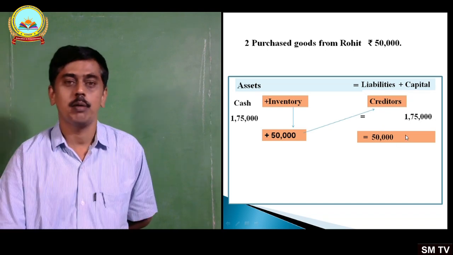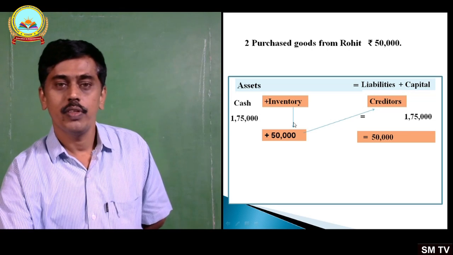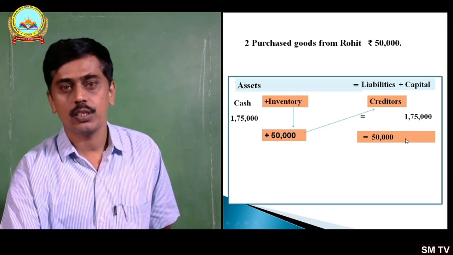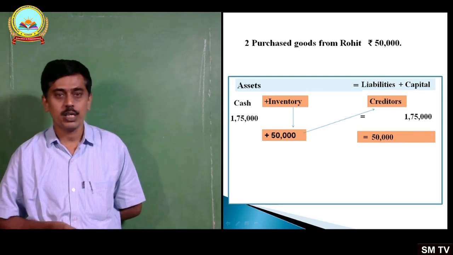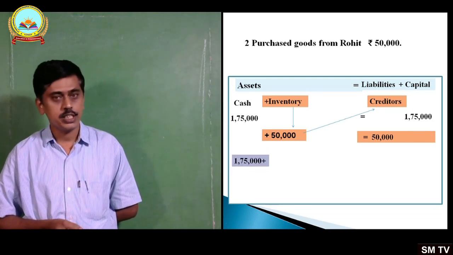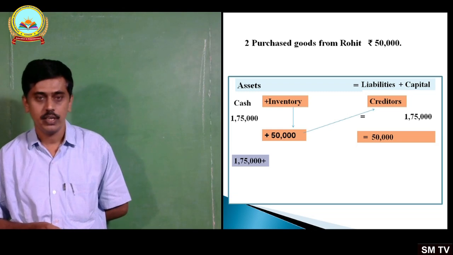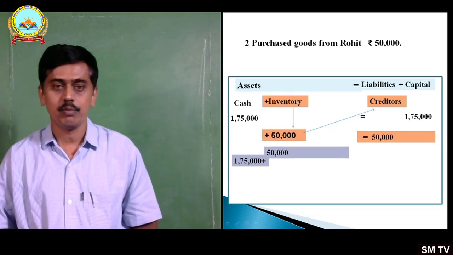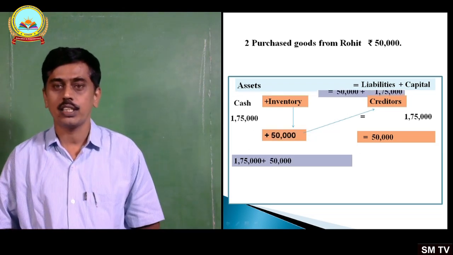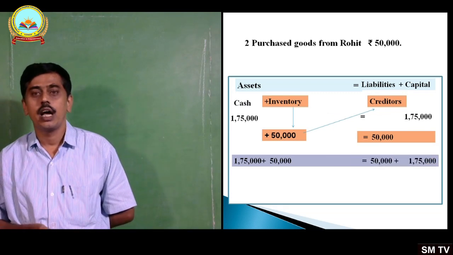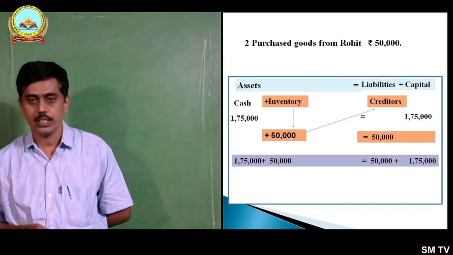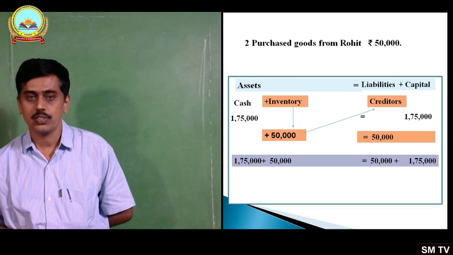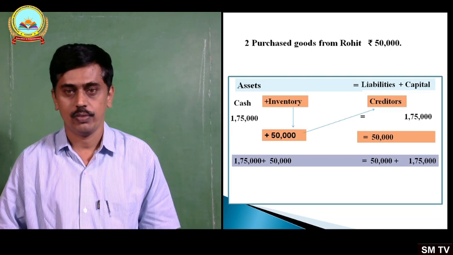50,000 on the liability side, 50,000 on the asset side and 50,000 on the liability side. Now let's see the effect. Cash, how much? No change in cash, 1,75,000. Inventory, a new asset comes, 50,000. And on the liability side, a liability comes, that is 50,000 in the form of creditors, and capital remains same, 1,75,000.